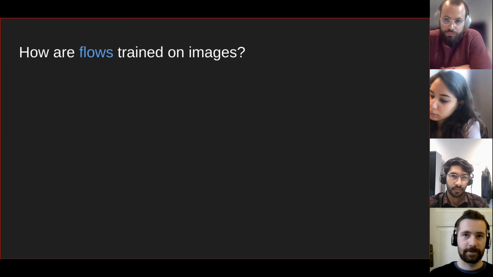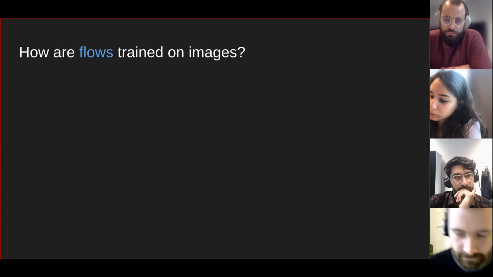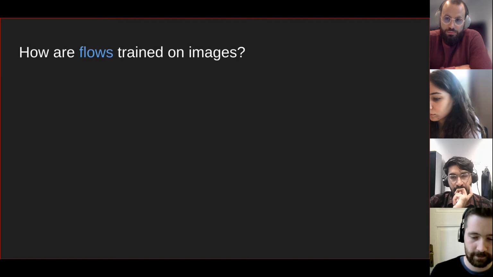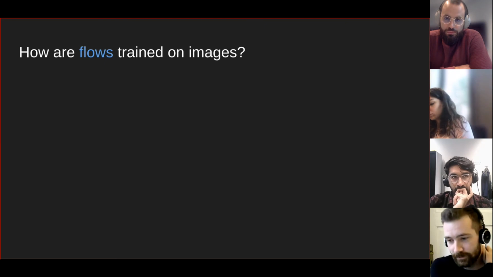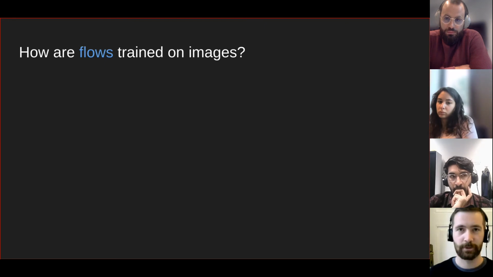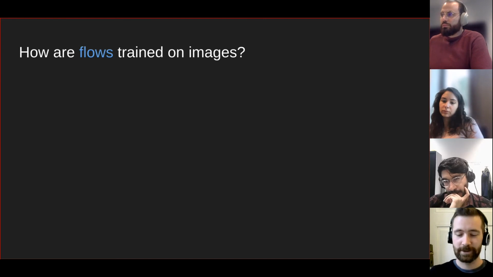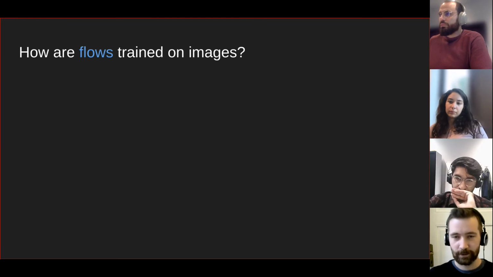So let's think of some other approaches. One thing we haven't talked about is how you train flows on images, which is the very popular use case, and they are also discrete but ordinal. So let's first think about that and see if we can figure out a way to extend that to the categorical case.